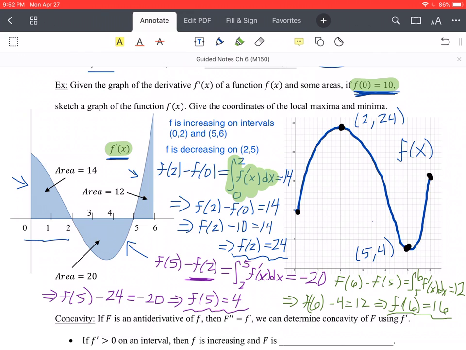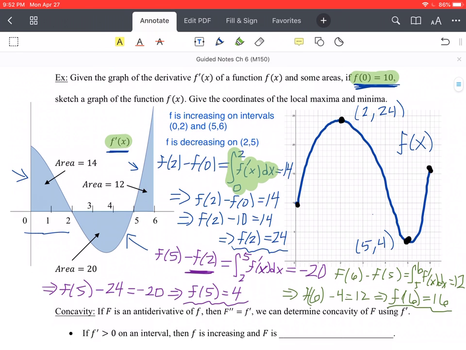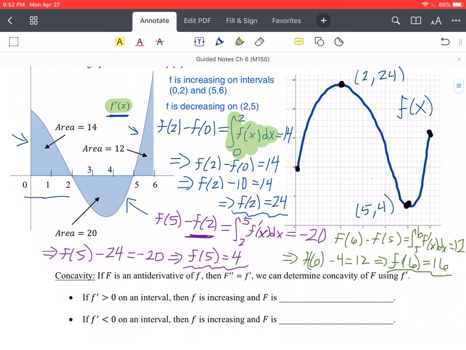Whereas before, you'd be given this graph over here, and I would say, give me an estimate using the slopes to get the graph of the derivative. But now I'm giving you the derivative graph over here and saying, now give me the original, using those areas and applying the fundamental theorem of calculus.